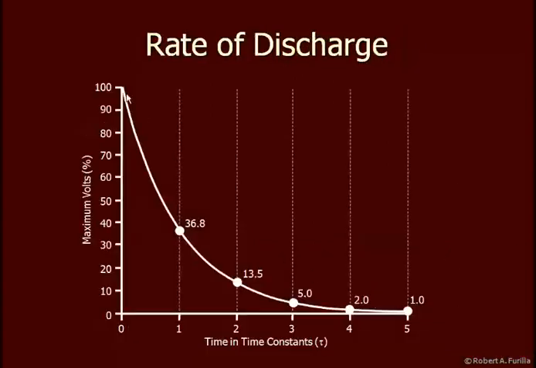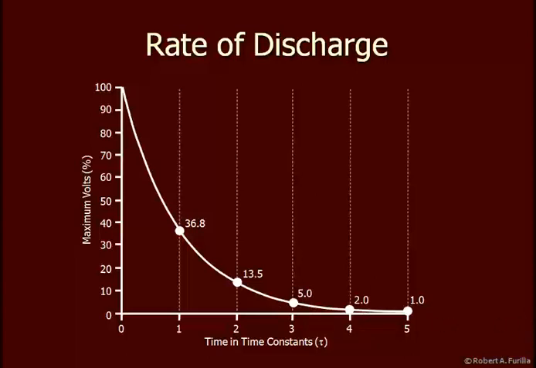What we can see here is, at this point, maximum voltage is 100%. We lose 63% of that charge in one time constant, so we're down at 36%. And then one more time constant, another 63%, brings us down to 13.5% of the charge, another 63%, 5%. So by 4 or 5 time constants, we would say this is clearly discharged.